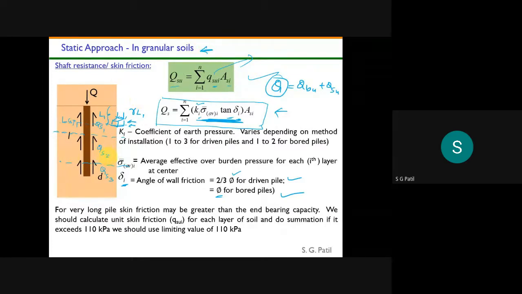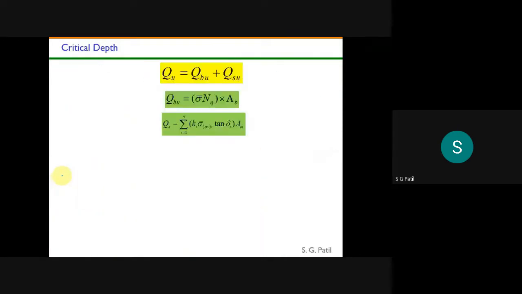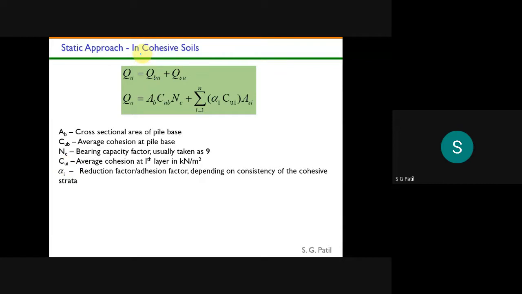What if you have a clay type of soil? For that we have another method, the static approach in cohesive soil. So in cohesive soil, how will you calculate? Q ultimate is equal to base ultimate plus shaft ultimate. For the base ultimate, if you recall from your shallow foundations, c Nc plus q Nq plus 0.5 gamma B N gamma. In clay, the last two terms become 0 and only c Nc is taken.